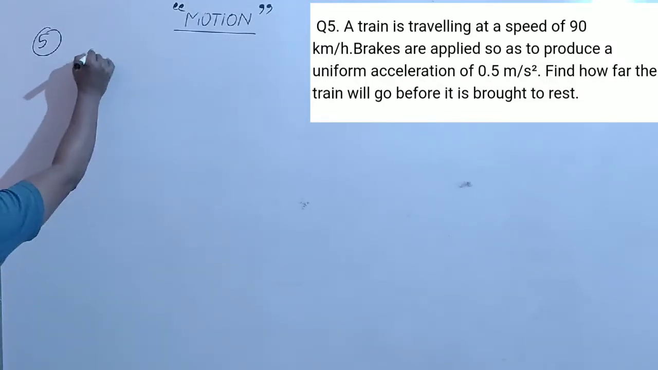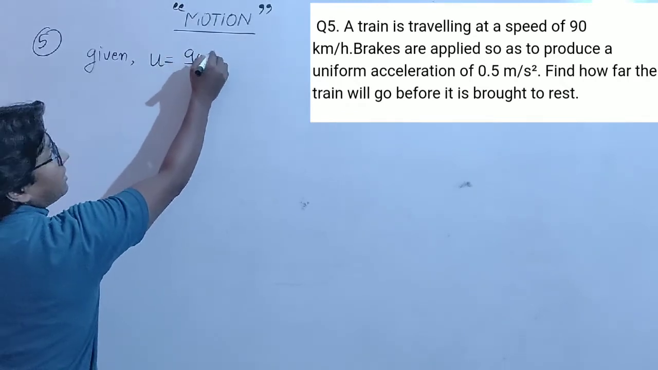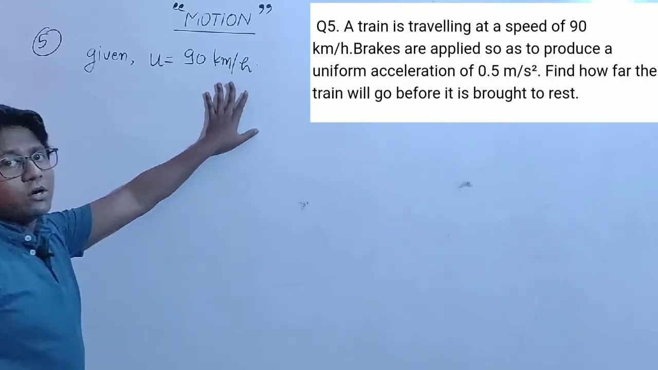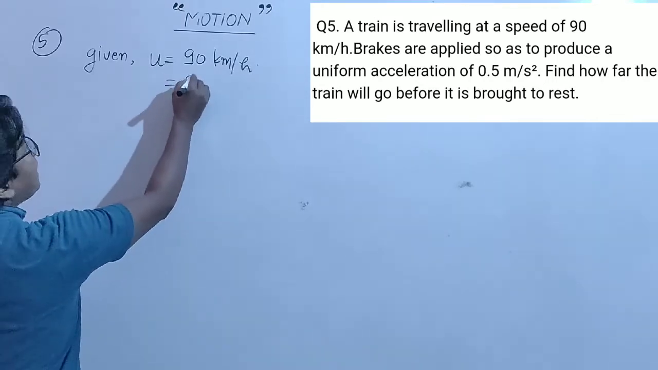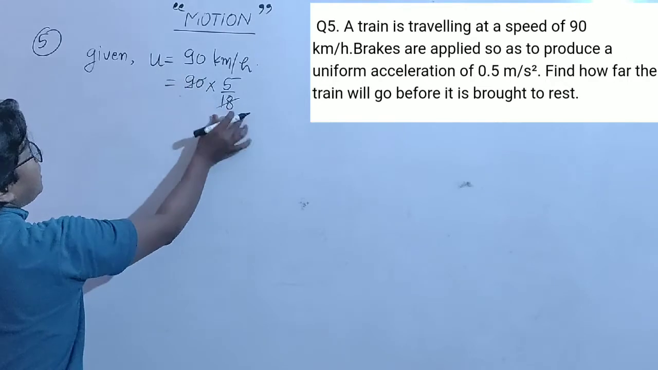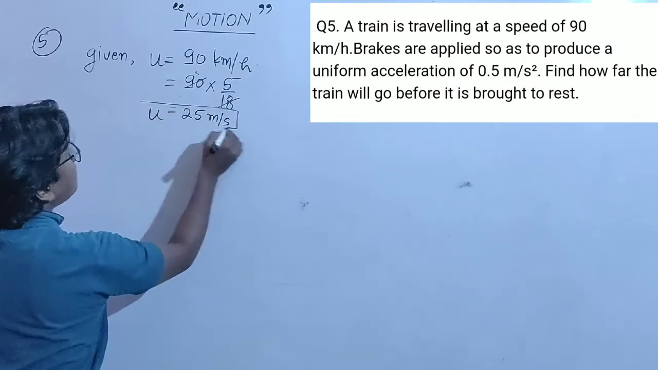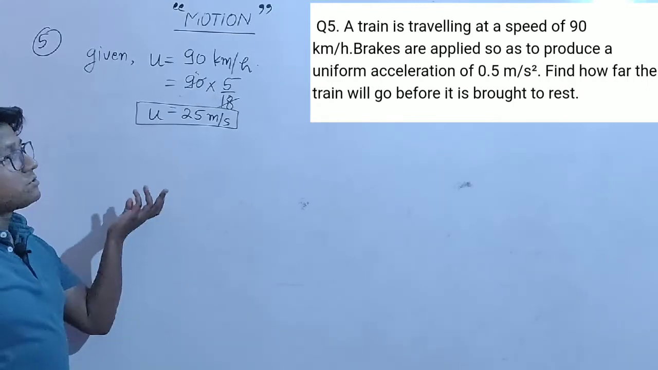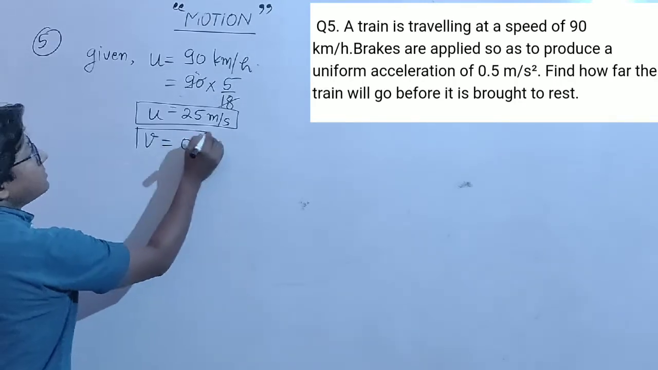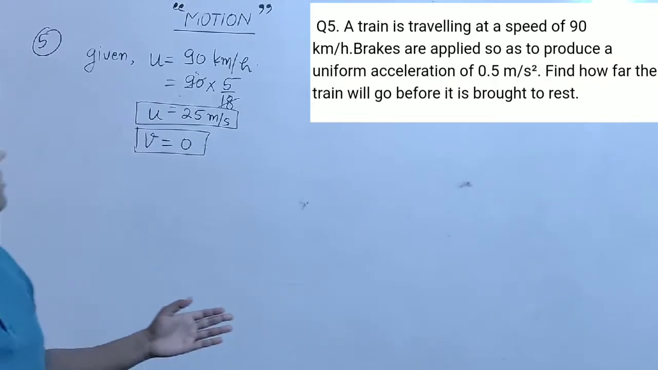So in this case, what is the given value? First of all, we will write the given data. Initial velocity u is equal to 90 kilometer per hour. You know that 90 kilometer per hour is not in a standard unit, so we will change it by multiplying 90 by 5 by 18. Calculating, it will be 25 meter per second. So initial velocity will be 25 meter per second. And final velocity v, because the train is stopping, will be 0 meter per second. And time, there is no time given.